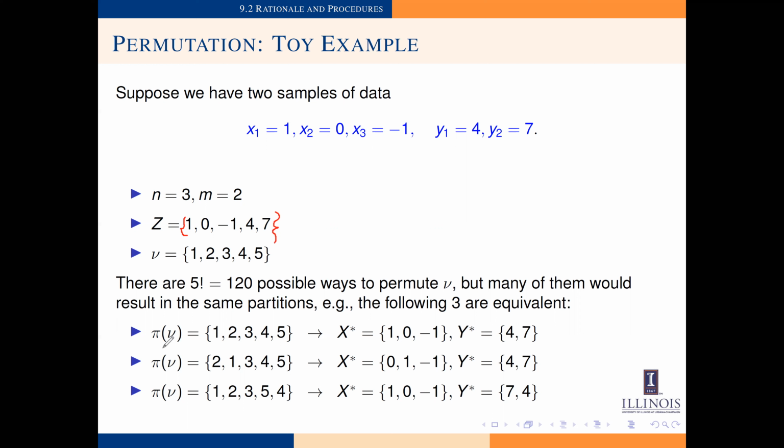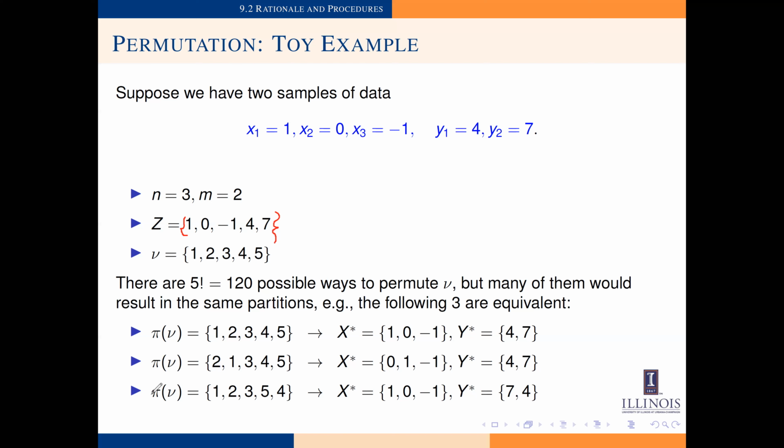Second kind of permutation we can do is pi of nu equals 2, 1, 3, 4, 5. So we swap 2 and 1. In this case, we end up with X star equal to x2, x1, x3, so 0, 1, negative 1. And Y star is 4, 7, so it doesn't change. We can see that this one is equivalent to the first one because the X star is the same if we do not consider the ordering of the elements.